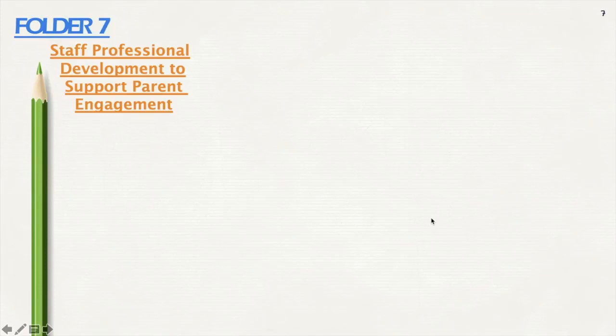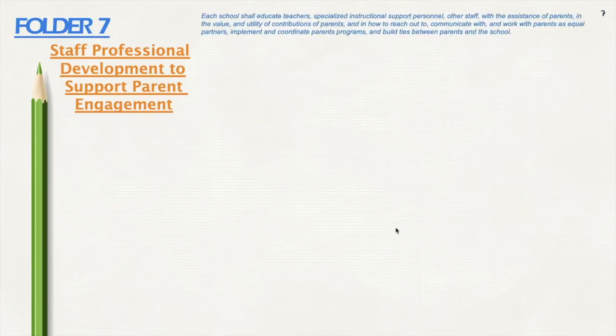Folder number 7 is staff professional development to support parent engagement. This is a requirement, and it's reflected in your parent-family engagement plan. It's a requirement because each school shall educate teachers, specialized instructional support personnel, and other staff, with the assistance of parents, in the value and utility of contributions of parents and how to reach out to, communicate with, and work with parents as equal partners, implement and coordinate parent programs, and build ties between parents and the schools.